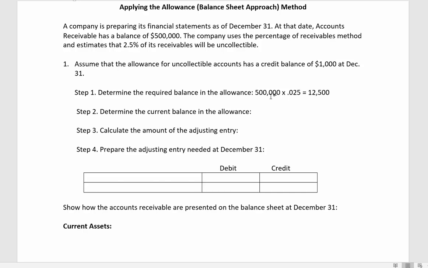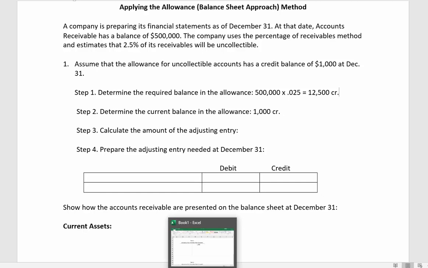So what we're saying is we want $12,500 in our allowance at the end of the year when we're all done. What is our current balance? Well, we just said our current balance is a $1,000 credit balance. Now we have to figure out the amount of the adjusting entry. Remember, our allowance is going to be a credit because it's a contra asset account. Now we have to figure out how much we need to debit or credit.